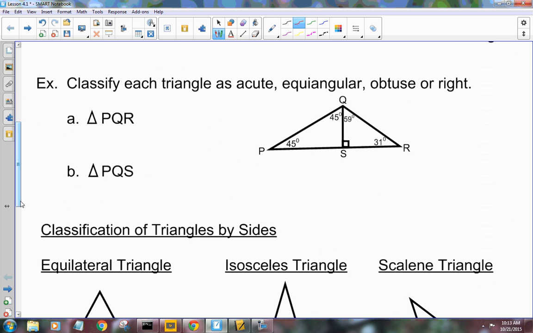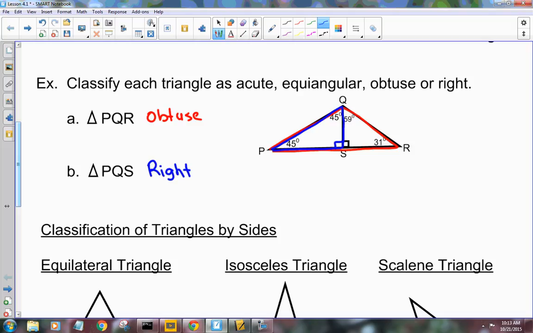So here's a couple of questions. You just classify each triangle as acute, equiangular, obtuse, or right. The first one we want to look at is triangle PQR. If we look at the angles, how would we classify this triangle? Obtuse, because we have two acute angles here, but this one, if you added those angles together, would be obtuse. So we have an obtuse triangle here. And then PQS. What kind of triangle is PQS? It's right. It has one right angle. So it is a right triangle.